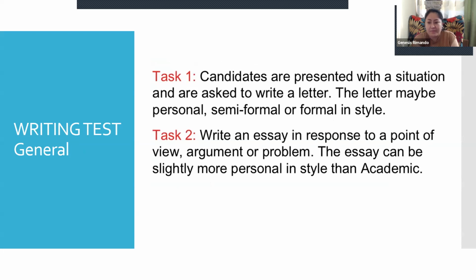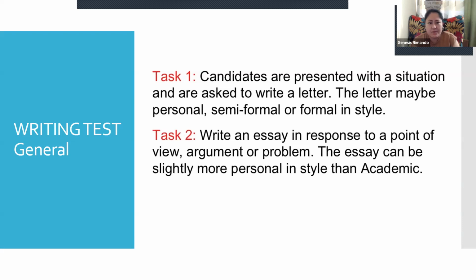So for the general module, for task 1, you will be required to write a letter. Basically, it would be a formal letter, except if you are asked to write a letter to a friend. If it's a letter to a friend, you write it in a personal way, but most of the time you should write in a formal way. Even for the essay part, you should write it formally. For task 2, your task is to write an essay in response to a point of view, argument, or problem.